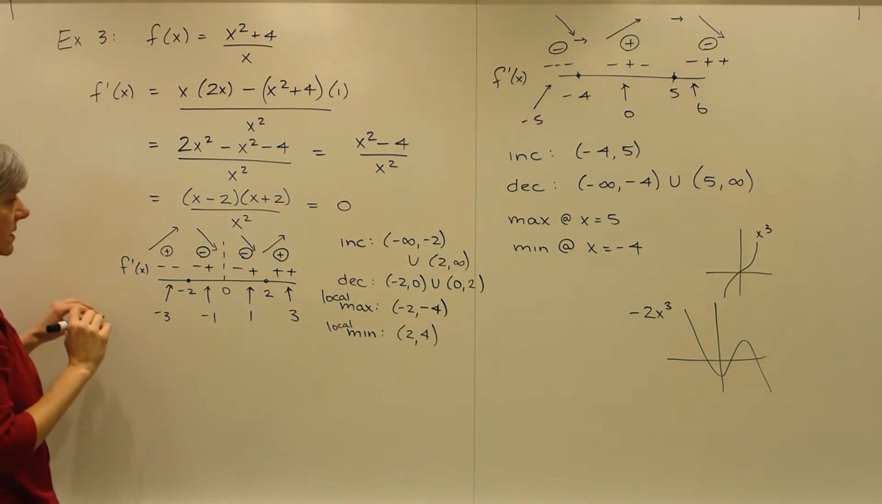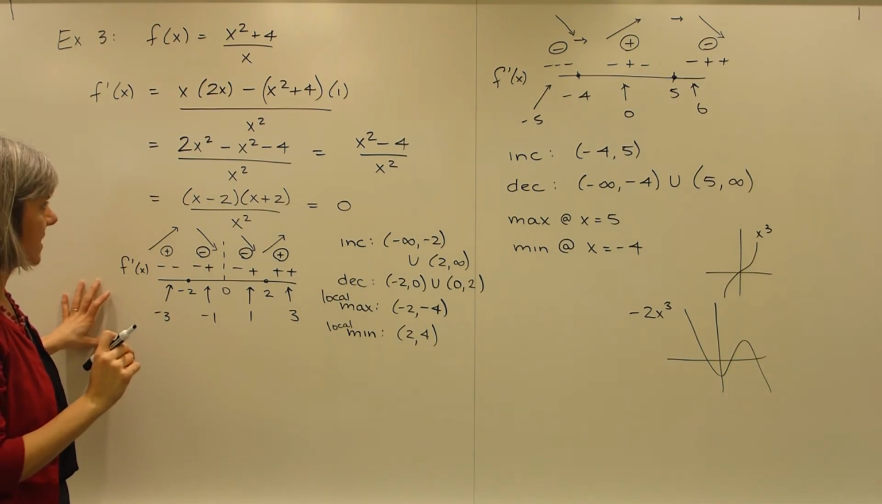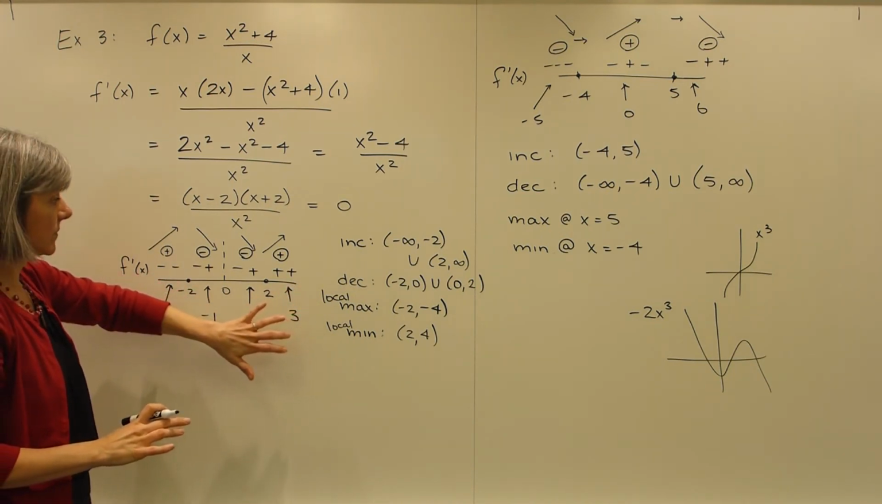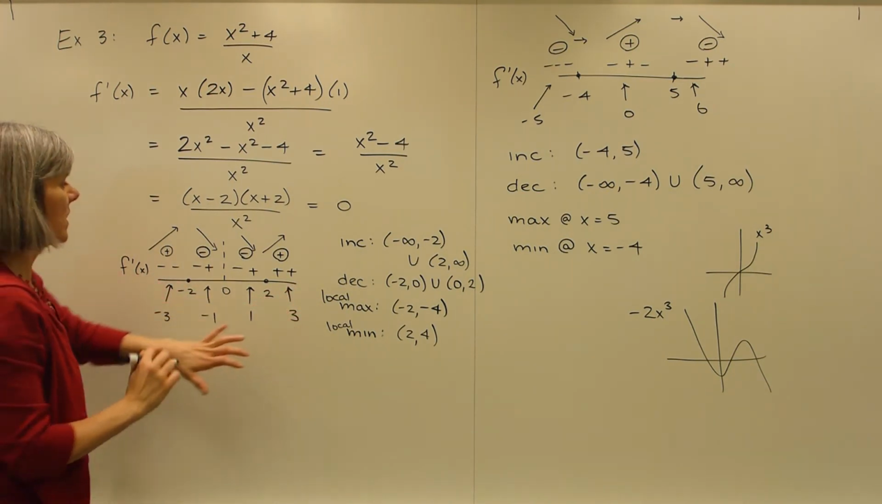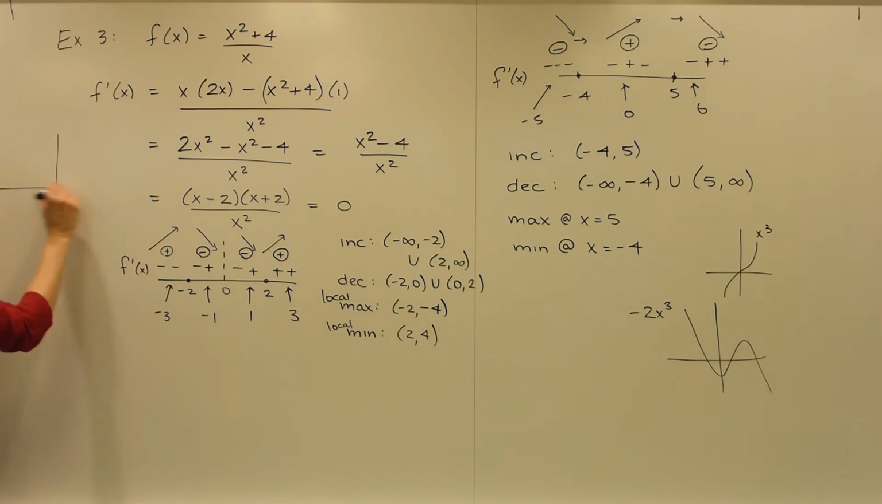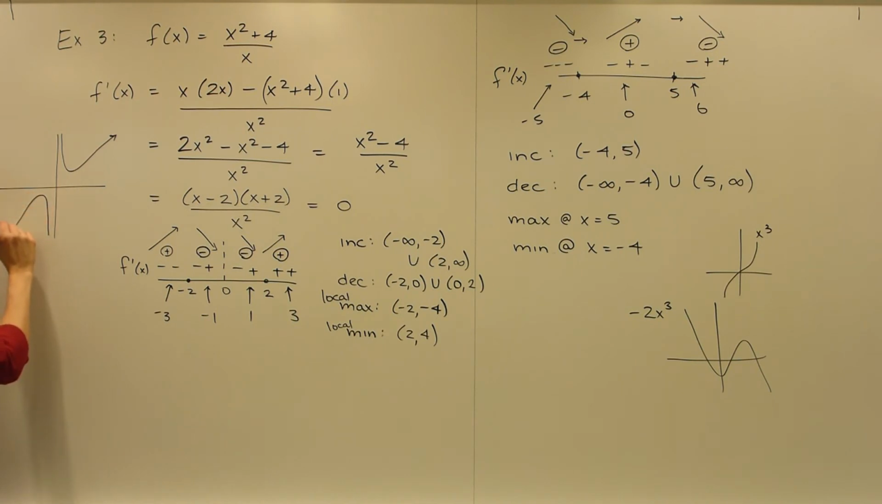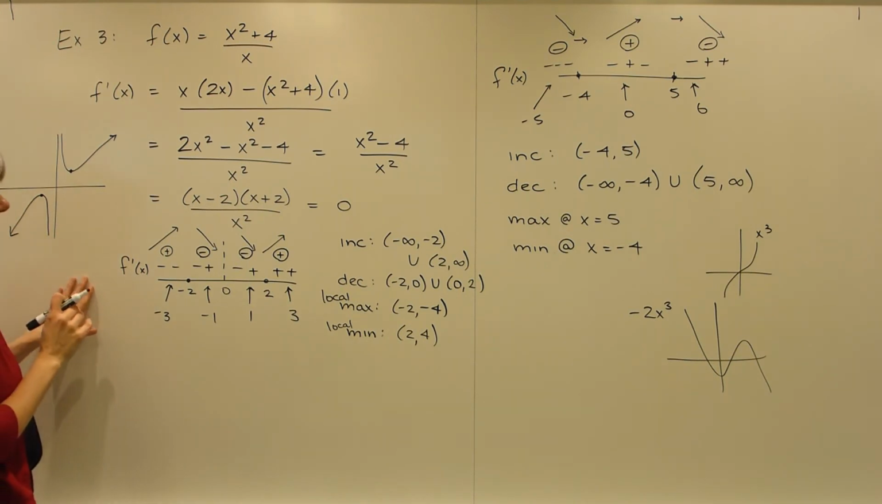I don't know what this looks like. I'm going to try and draw it off the top of my head just quickly. Just bear in mind that these are local max and min. Yeah, it looks like this. So it looks like this, and then like that, I think. So here is the local min, and here is the local max. It looks something like this.